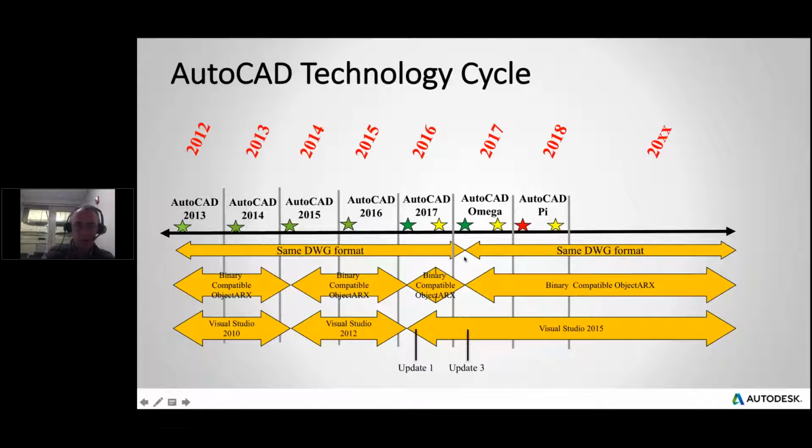So you can see that we've had the same DWG format now for many years, since AutoCAD 2013. For this release, we are breaking the DWG format. Similarly for binary compatibility, that's kind of an interesting one. We are breaking it. It's a relatively small one, and there is a change in compiler.